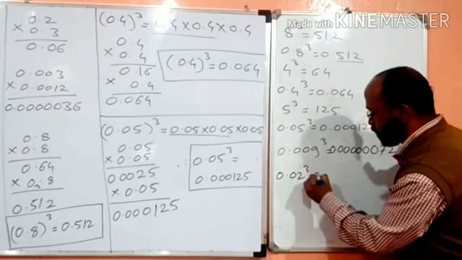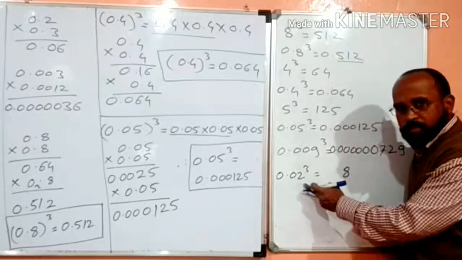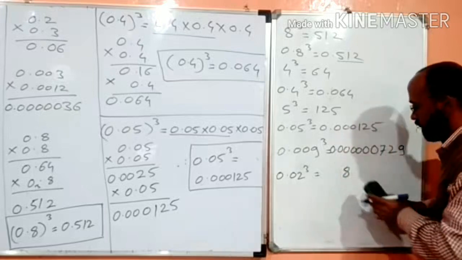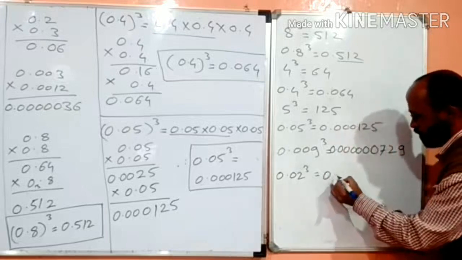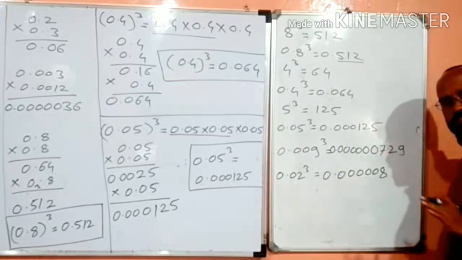0.02 cube: the cube of 2 is 8. In the question, how many decimal digits? 2. So in the answer, how many decimal digits? 2 3s are 6. Let's add 6 decimal digits: 0.000008, with 8 as the 6th.